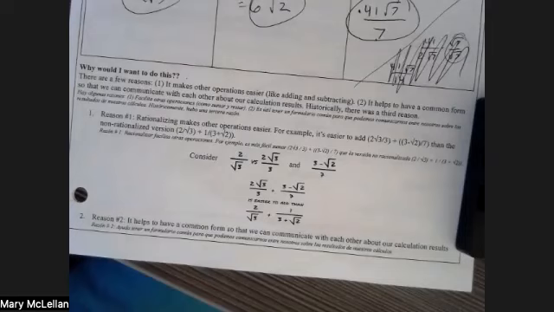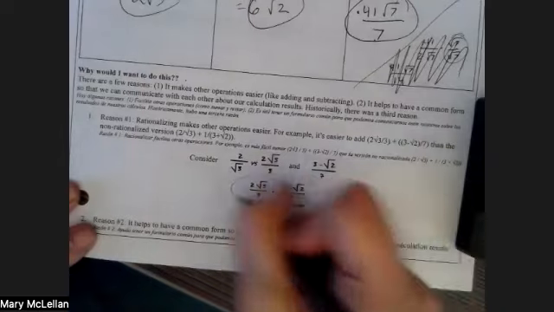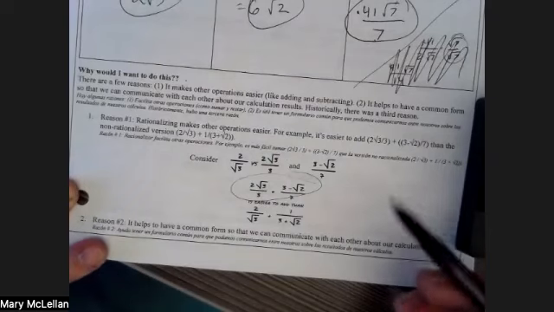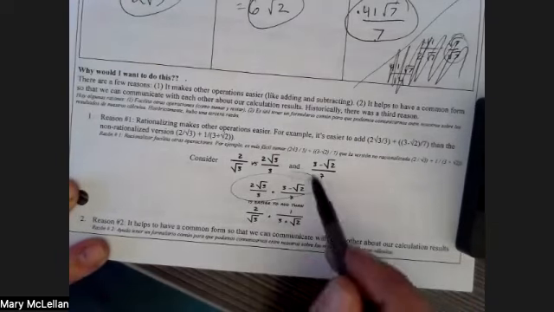There are a few reasons why you might want to rationalize the denominator. Number 1, it makes other operations easier, like adding and subtracting. Number 2, it helps to have a common form so that we can communicate with one another about our calculation results. Historically, there was a third reason. So reason number 1, it's easier to add things if you rationalize denominators. For example, this 2 root 3 over 3 plus 3 minus root 2 over 7 is harder to combine than, it's easier than this, but honestly, they're both kind of hard.